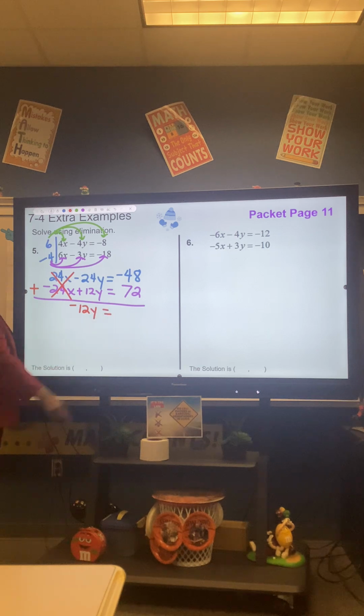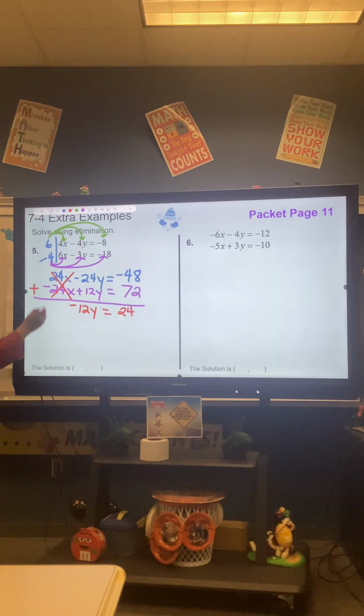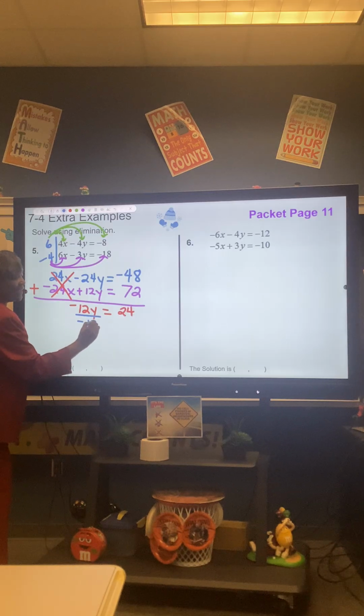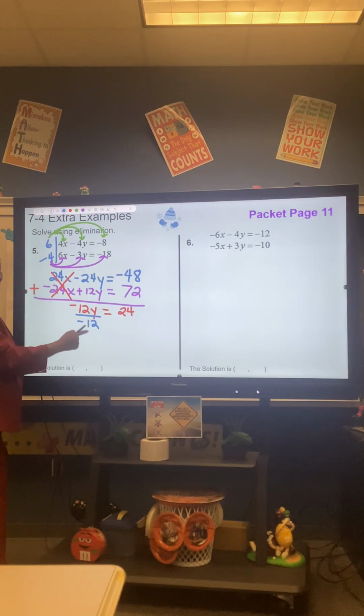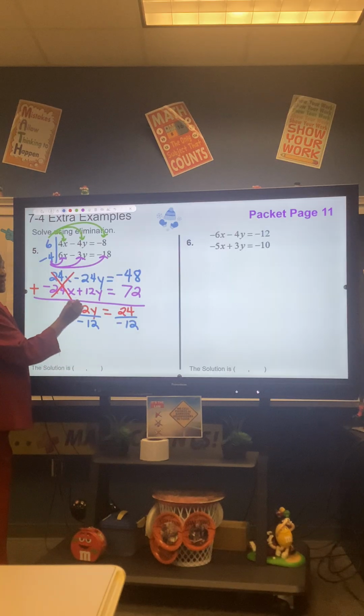Okay? A negative 48 plus 72. 24. Is it positive or negative? All right. Now my last step for this one is to divide by the leading what? Coefficient, which is what? Negative 12. Make sure that we divide by negative 12, not negative 12y. You want y by itself, so you can't divide by negative 12y. You divide by negative 12.